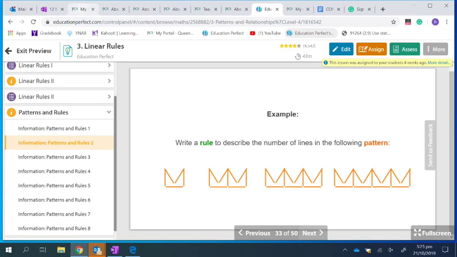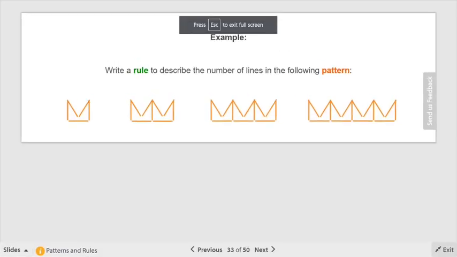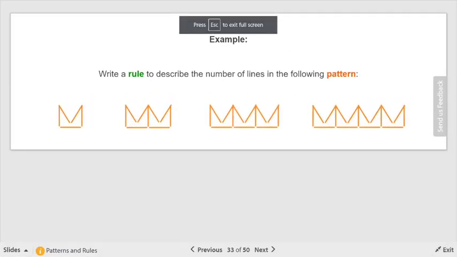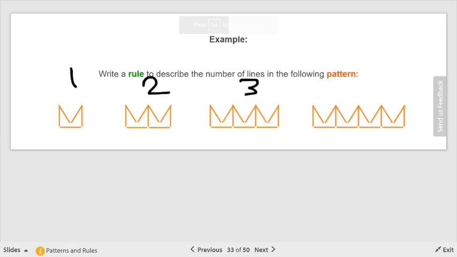Now, what if we're given the rule as a picture? Will that be harder? No. All you're going to do is find the first one. So this is the first one. Right? This is the second one. This is the third one. This is the fourth one.